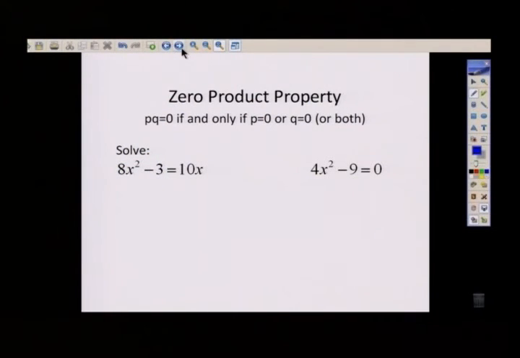Next, there's a very important property in pre-calculus called the zero product property, and it quite simply says if p times q is equal to 0, then either p has to be 0 or q has to be 0, or possibly both of them. So pq equals 0 if and only if p is equal to 0 or q is equal to 0 or both. So I'm going to solve a couple equations here. So again, you take this first equation, solve it for x, and then take the second equation and solve it also for x. First one, try solving it by factoring, and the second one, possibly solve it directly without factoring.